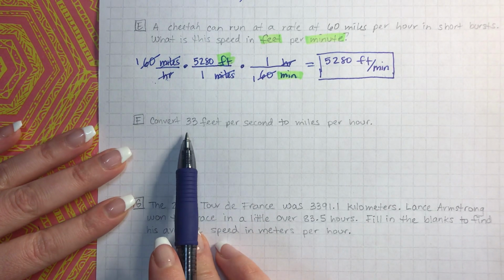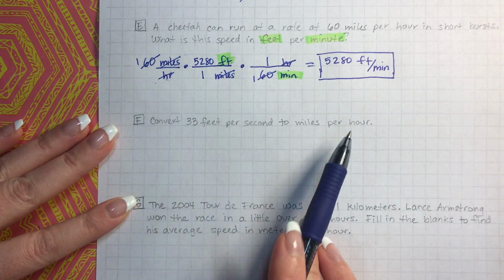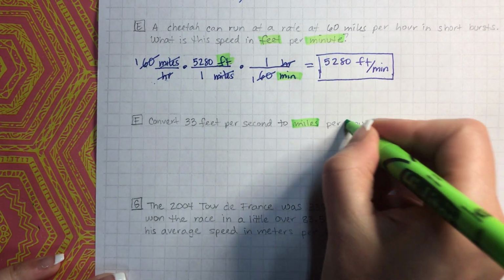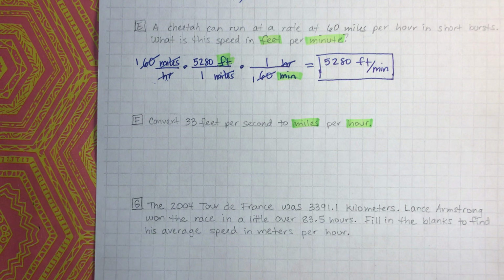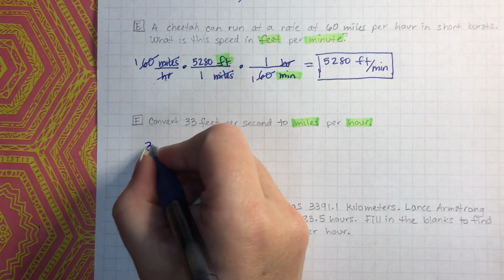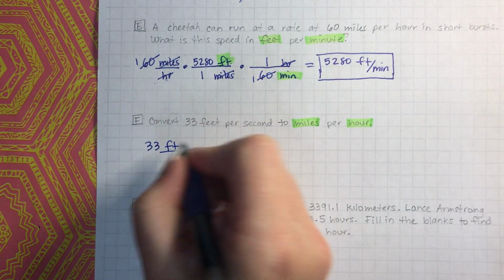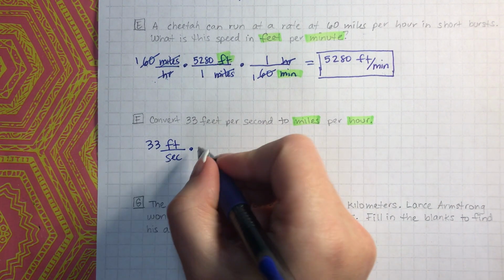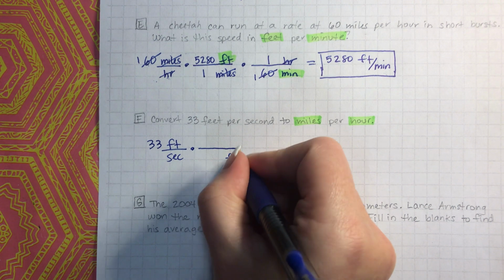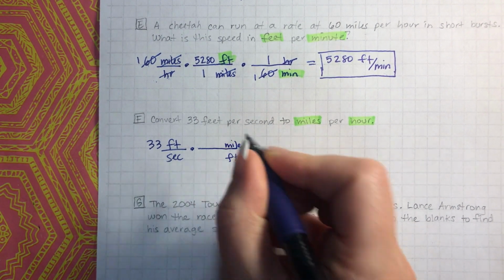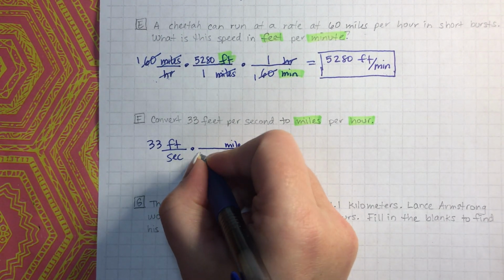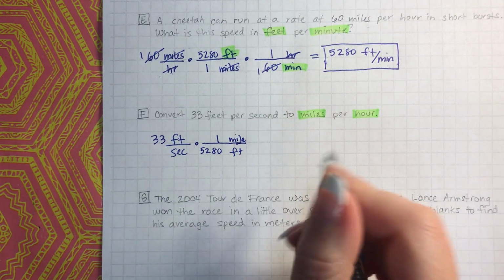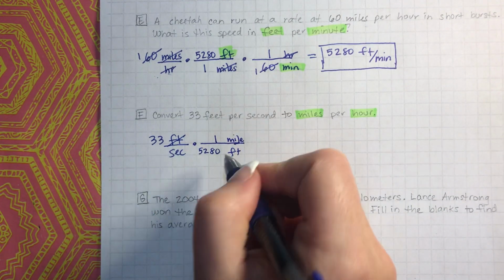Let's see how you did on F. Convert 33 feet per second to miles per hour. Okay, so we need miles per hour, okay? And what we are starting with is 33 feet per second. So we want to change the feet to miles, right? So feet is going to go diagonal. The miles is going to go on top. What's the relationship? We know there's 5,280 feet in 1 mile. And then those feet are going to cancel out.